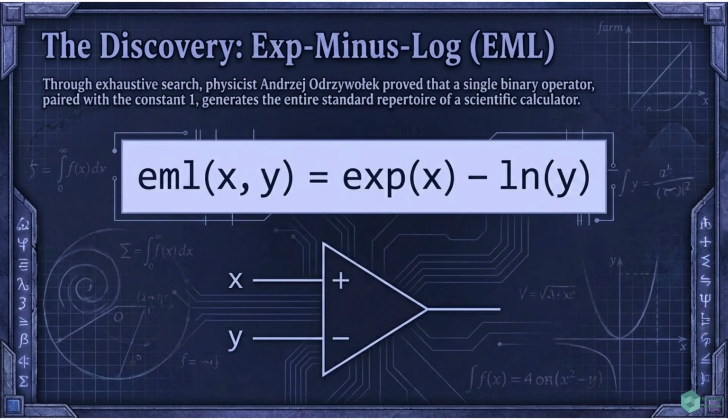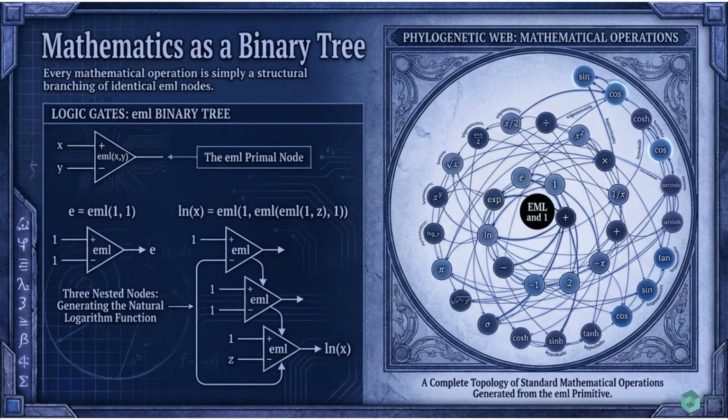The discovery is the exp-minus-log, or EML, operator. Physicist Andrzej Odrzywołek proved that this single binary operator, paired with the constant 1, can generate the entire standard repertoire of elementary mathematics. In his generative approach, mathematics can be viewed as a binary tree, where every operation is a structural branching of identical EML nodes. This forms a complete topology of standard mathematical operations generated from this one primitive.